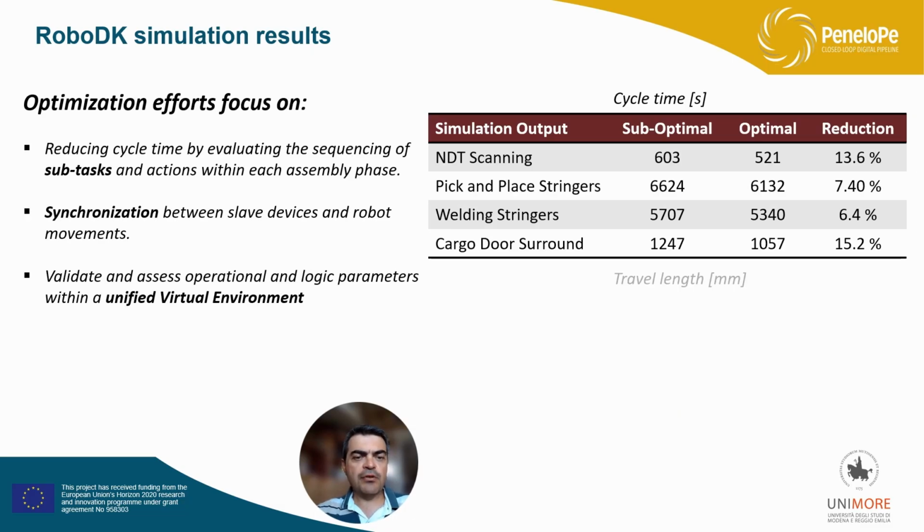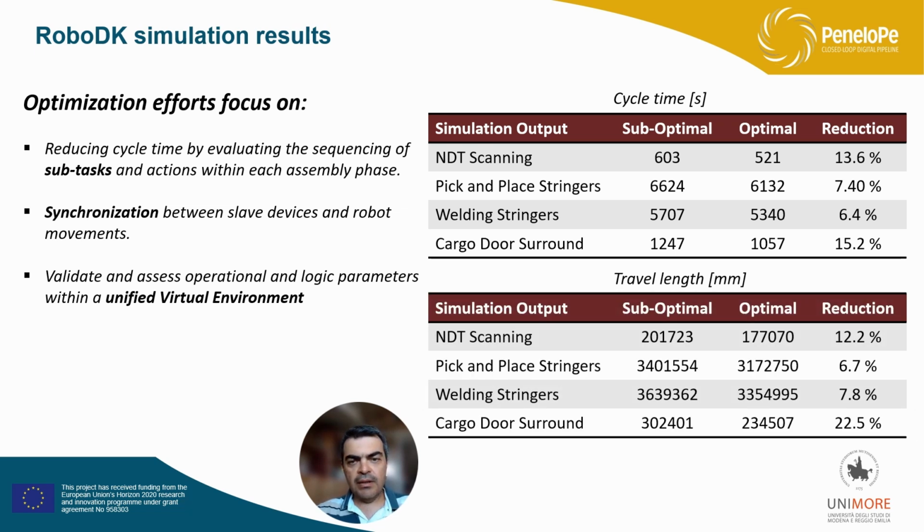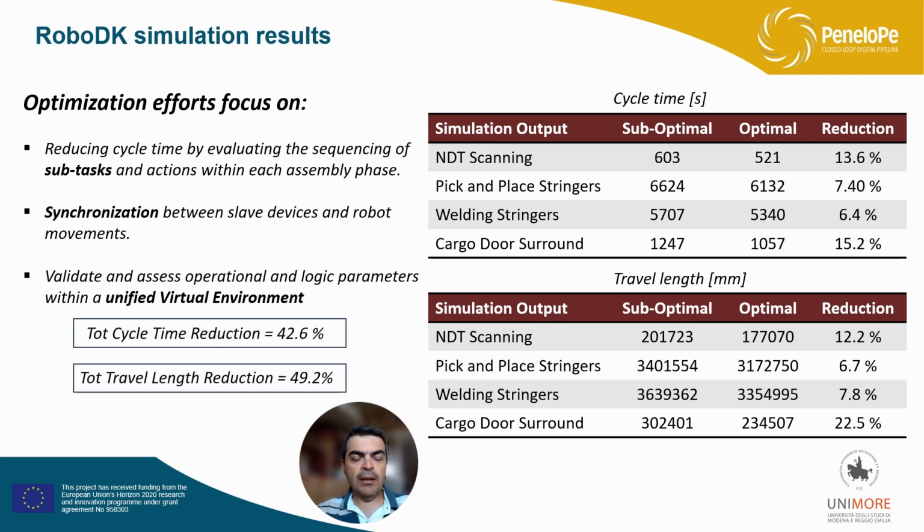The mechanism described so far has been used to optimize the process. So by evaluating in a virtual environment the sequence of operations, and above all different sequences of operations and subtasks, we were able to understand what is the best sequence of tasks to reduce the time of accomplishing the whole process. And after a few tries, we were able to reduce the cycle time and, of course, the total travel length of the gantry systems, which is the main source of time required to accomplish the cycles.